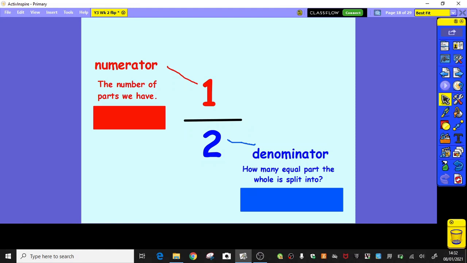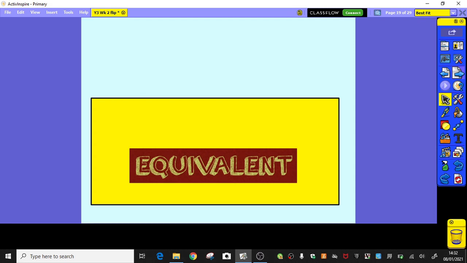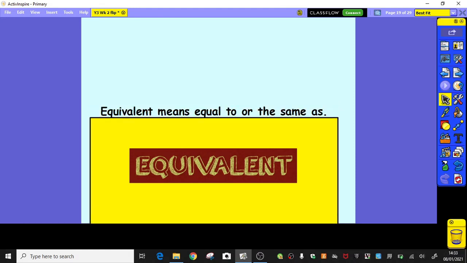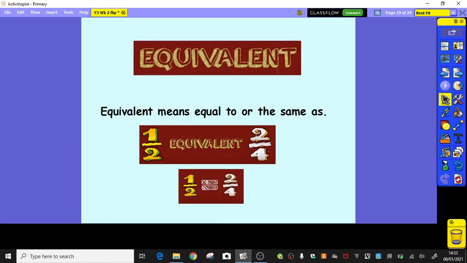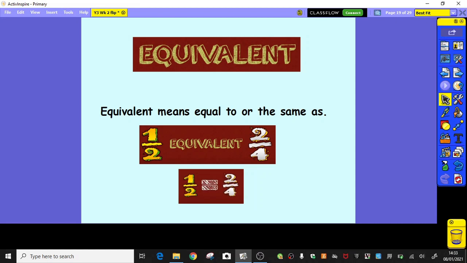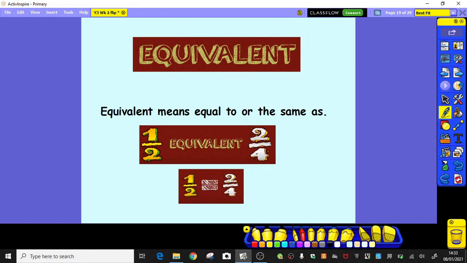Now, more fraction words here. Equivalent. Who can remember from yesterday what the word equivalent means? Well, equivalent means equal to or the same as. And we can show that by either using the word equivalent or by using an equal sign. So equivalent means equal to or the same as.